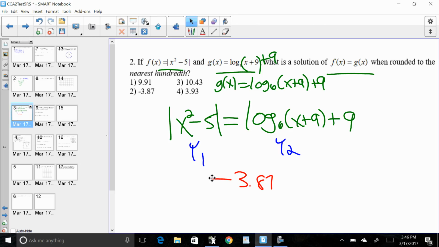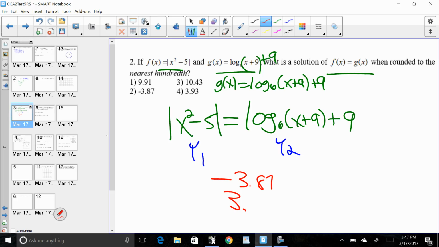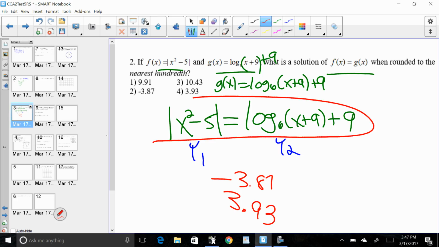Now I'm going to repeat that process. I'm going to hit second, trace, intersect. I'm going to scroll over to my other intersection. I'm going to hit enter, enter, enter. To the nearest hundredth, I have 3.93. Notice I'm only writing down the x values. When I solve this equation here, I'm solving it for x. That's why I'm writing down the x values.